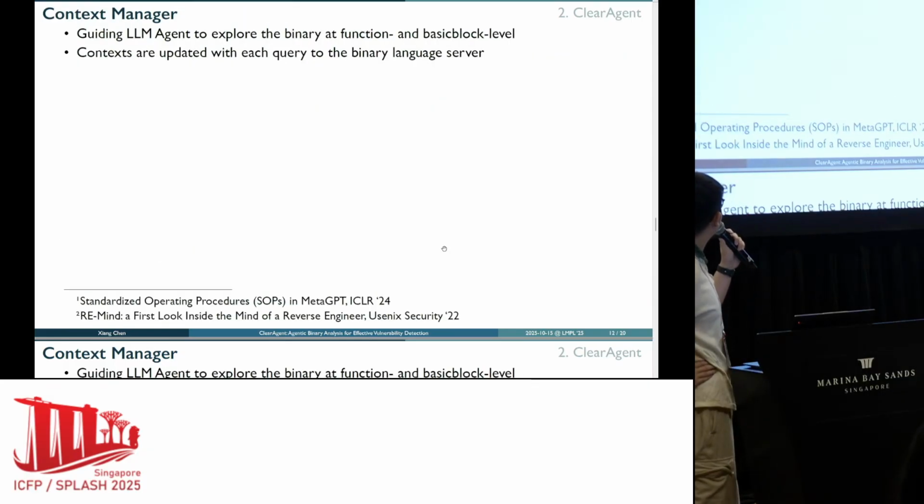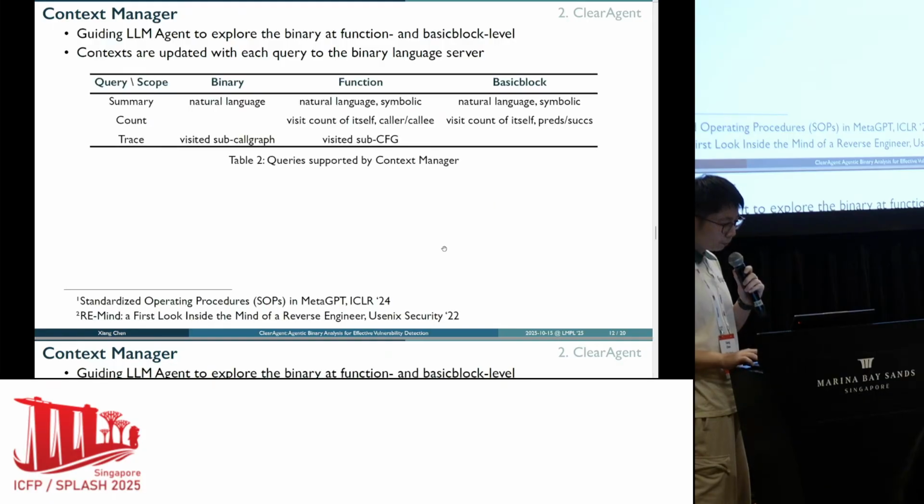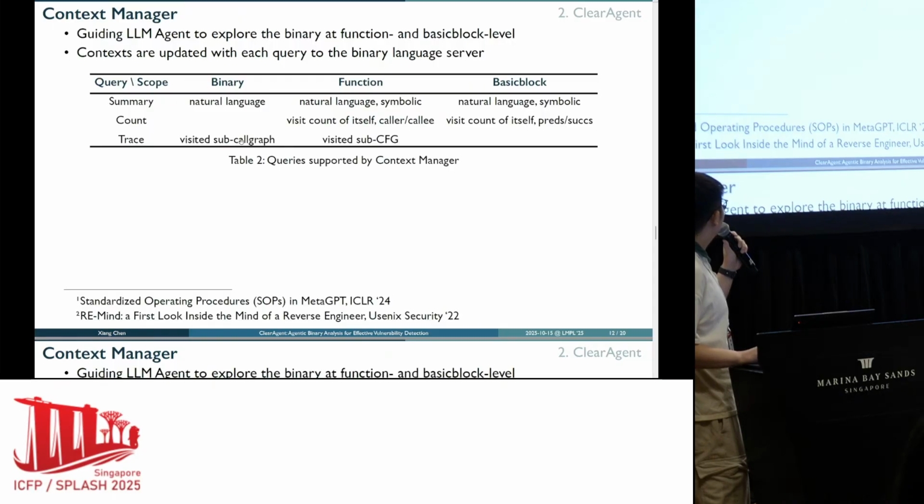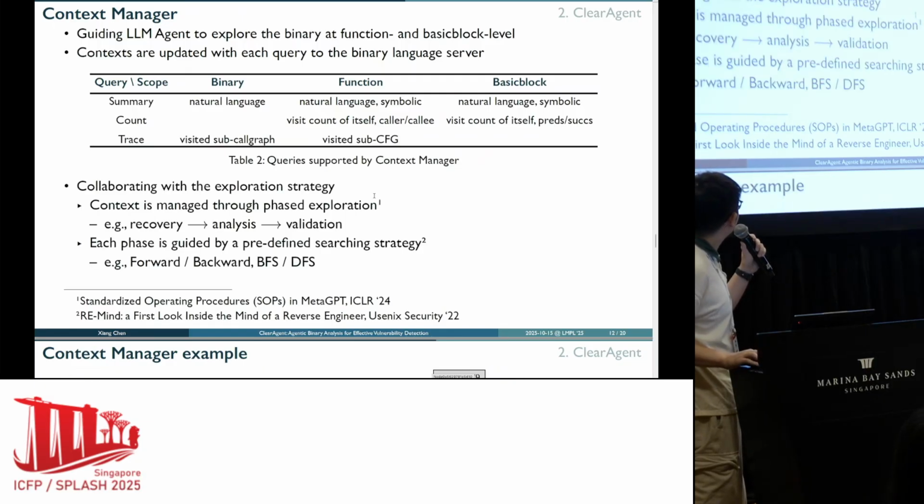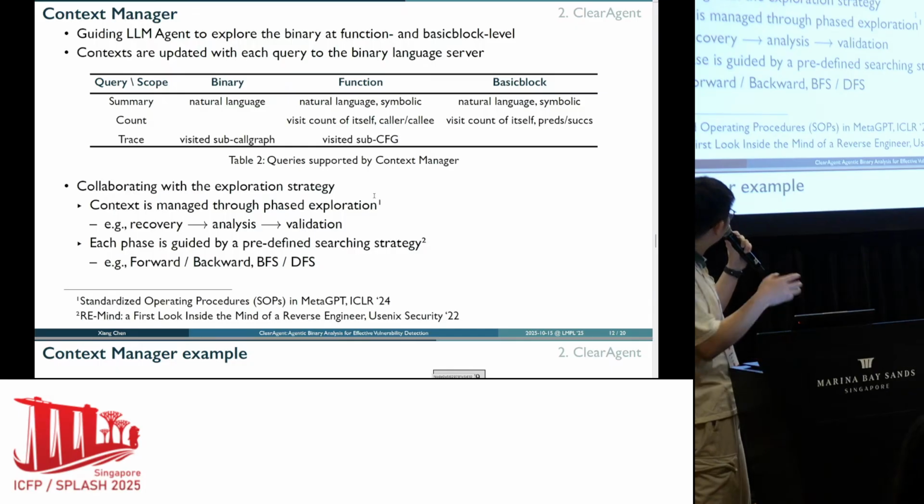Okay, the other component is the context manager, which guides the LLM agent to explore the binary at both the function level and the basic block level. The contexts are updated with each query to the binary language server. At the function level, it will record the visits on the sub call graph, and at the basic block level, it will record the visits on the sub control flow graph. The context is used collaboratively with the strategy.